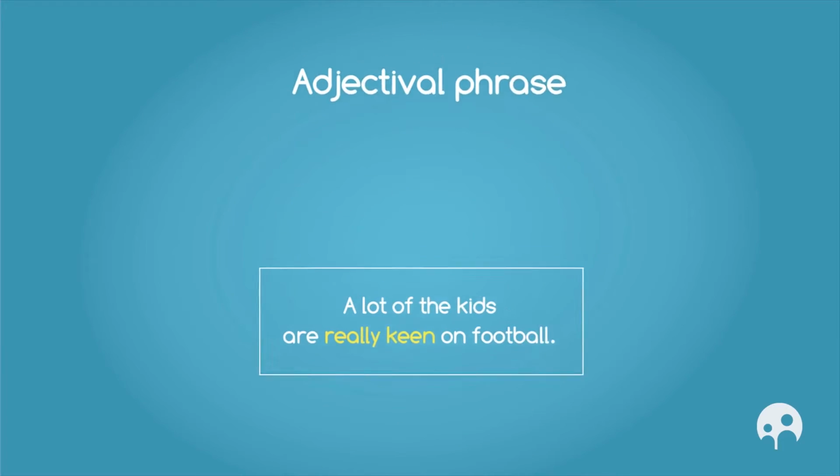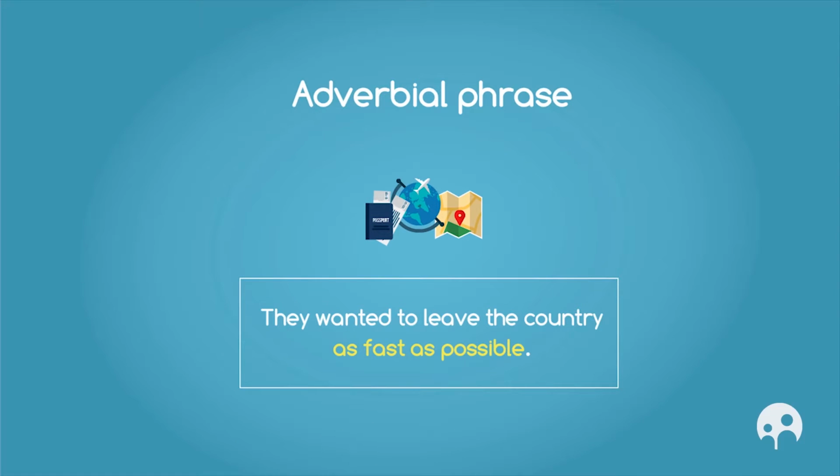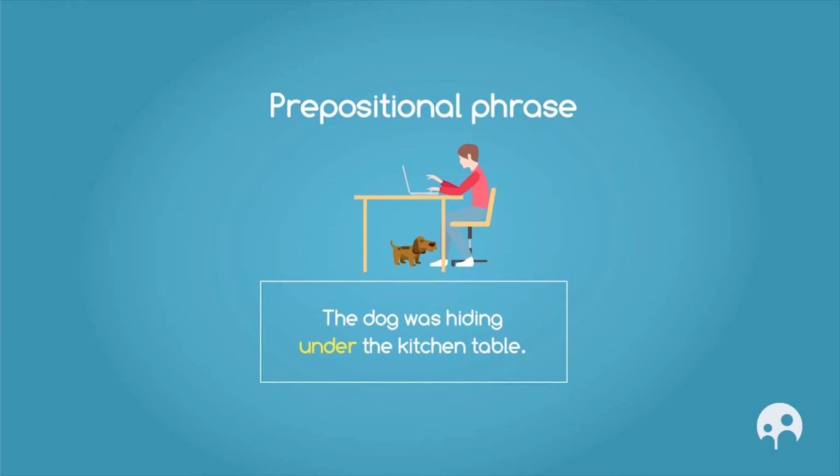The adjectival phrase, a lot of children are really keen on football. The adverbial phrase, they wanted to leave the country as fast as possible. The prepositional phrase, the dog was hiding under the kitchen table.